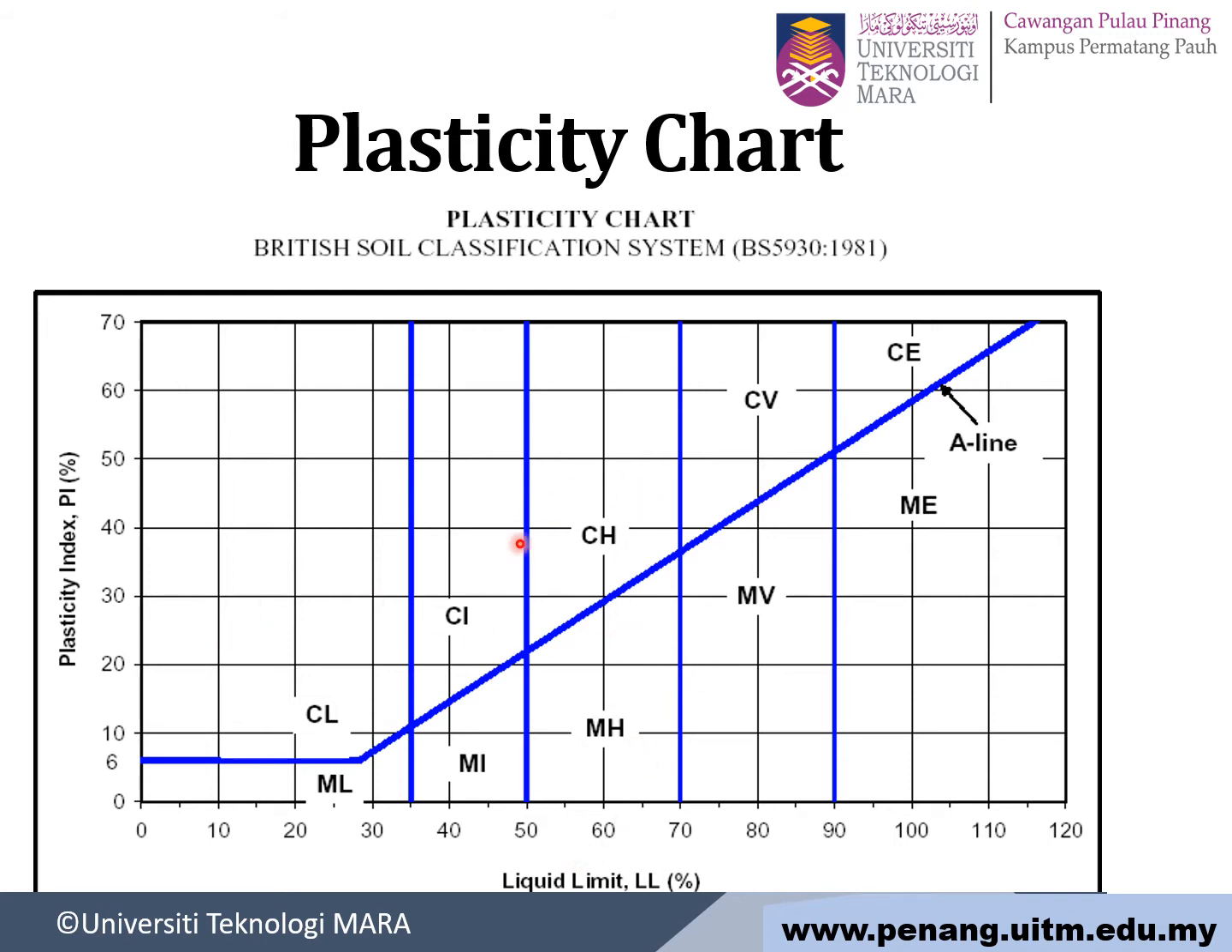Alright, so if you get the CH or MH, you have to know that CH stands for clay of high plasticity. MH, silt of high plasticity. CV, clay of very high plasticity. CE, clay of extremely high plasticity. Alright, so this is how we classify the soil based on the plasticity chart.